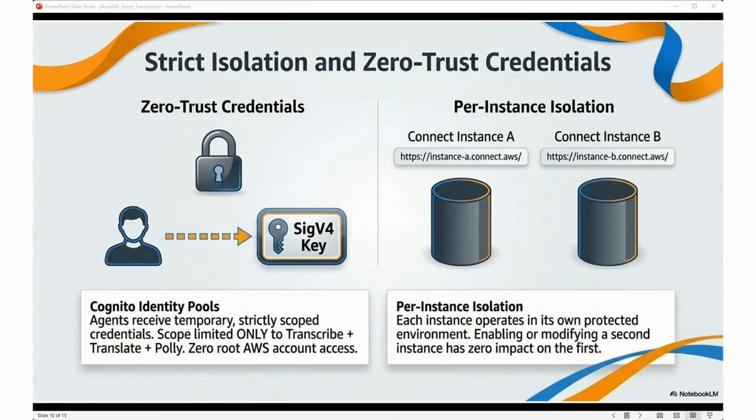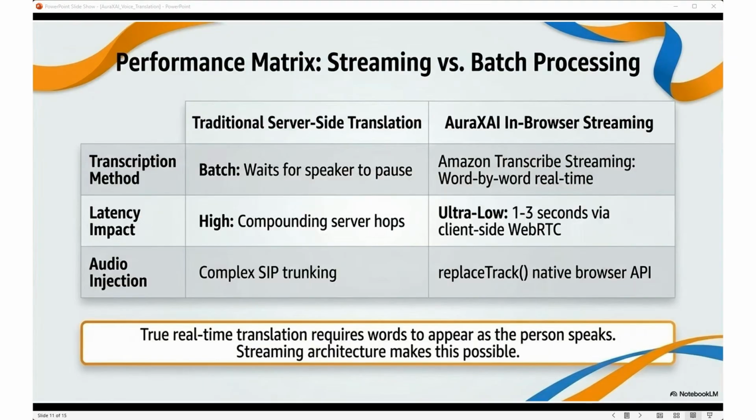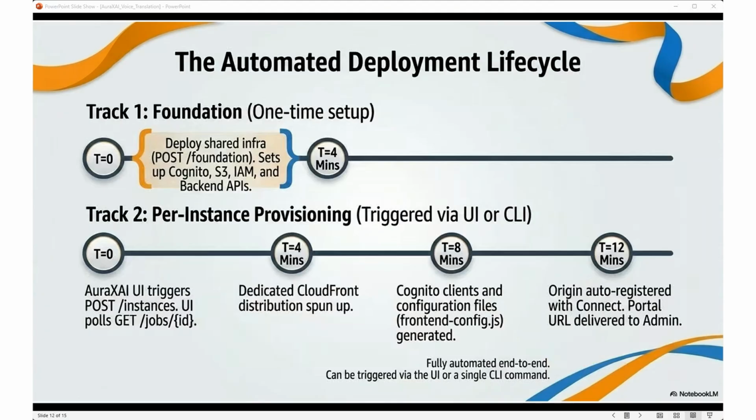And the security is seamless too. We've built zero trust credentials. We use SigV4 keys to use these AWS services behind the scenes while maintaining per instance isolation. When we compare the performance with traditional server-side translation, we have seen this scale and perform almost real time. So this is a no-brainer for Connect users to try and use it.